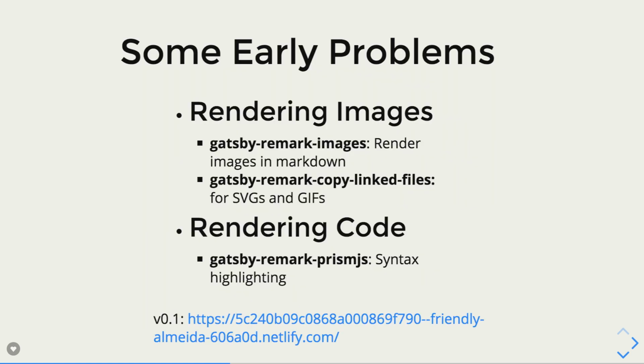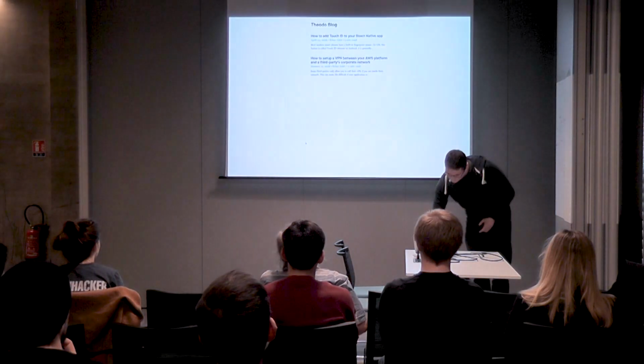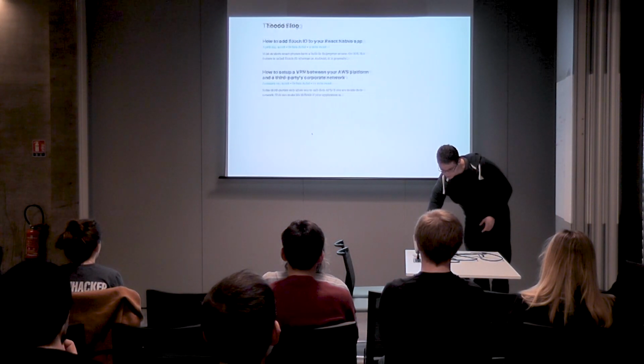And I immediately ran into some problems. The first one is that it wasn't rendering the images. The quick solution for this is to use another plugin that reads the markdown files, gets the images, and then renders them in HTML. This doesn't work for SVGs and GIFs, so for those there's another plugin you can use, which is quite nice. The second issue I ran into was that the code rendering doesn't work out of the box. For that, you have this amazing plugin called Prism.js, which does all the syntax highlighting. With that one, we had something that started to look a little better.